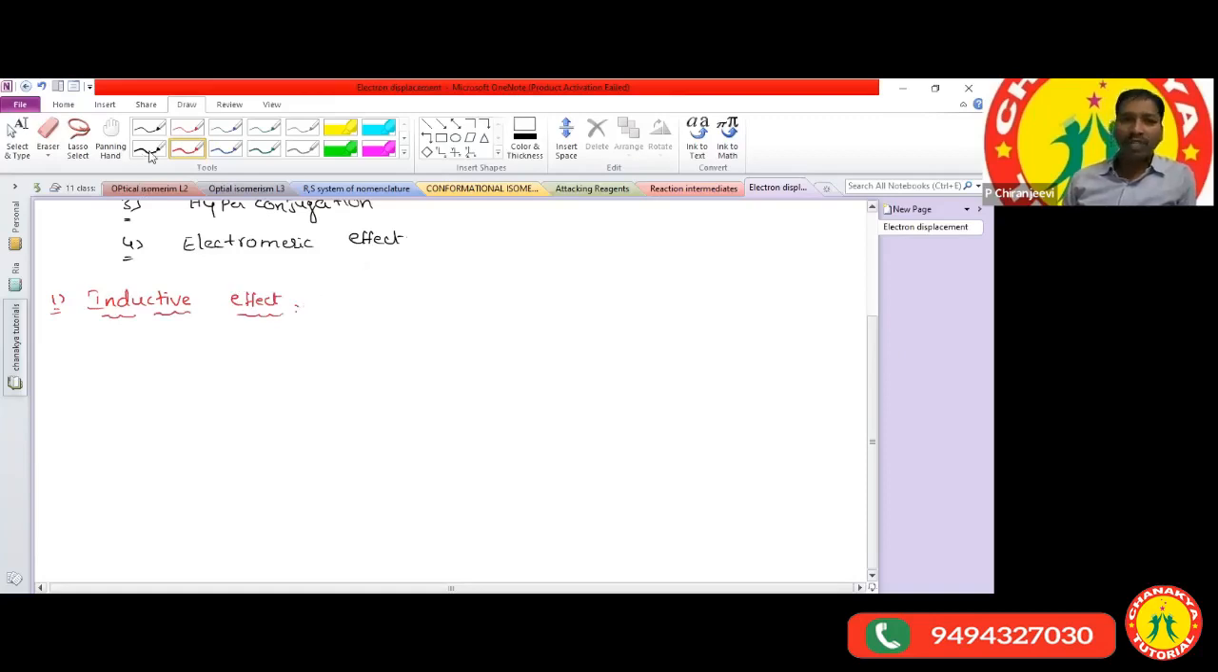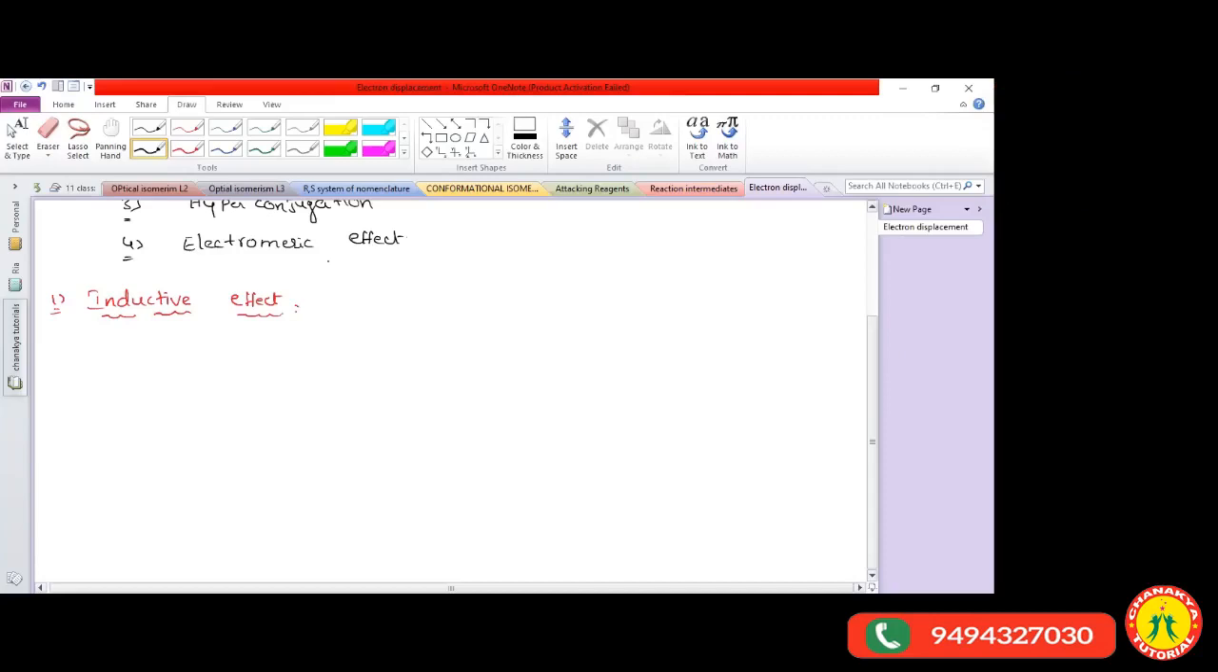How are we going to represent the inductive effect? First of all, before going to the inductive effect, what is meant by a polar molecule and a non-polar molecule? Or we can call it a polar covalent bond and a non-polar covalent bond. What is meant by a polar covalent bond? Tanish? Sir, I have no idea. Samita?